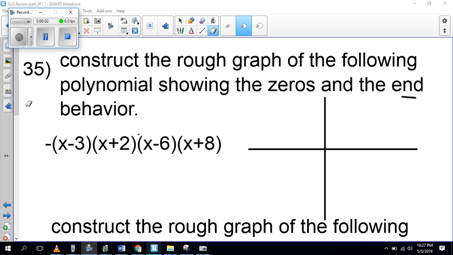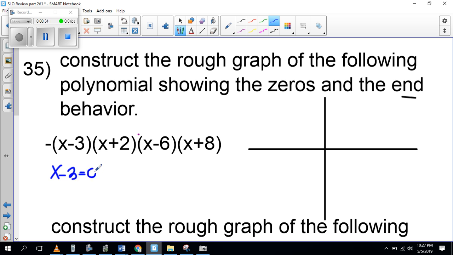Okay, number 35. This is the part of the test where you're actually going to have to write something. This is not multiple choice. This is a short answer kind of thing. It says construct the rough graph of the following polynomial showing the zeros and the end behavior. The first thing we've got to do is find our zeros. To find your zeros, basically it says set each one of these parentheses equal to 0 and solve for x.